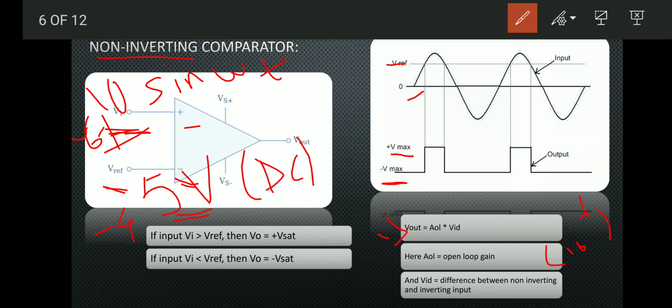And once again, as this input gets below this 5 volt, that is, it gets reduced beyond this 5 volt, in such a case the non-inverting input would be greater. As I said already, in such a case, the inverting input would be greater. As you can see, in such a case, the output would be minus V sat, since the difference between the non-inverting and the inverting would be minus.